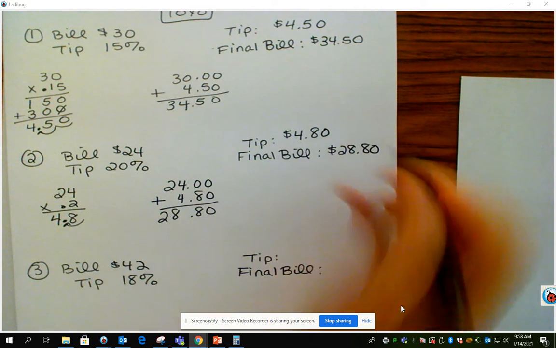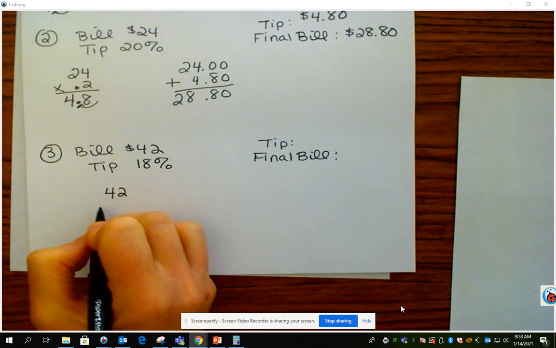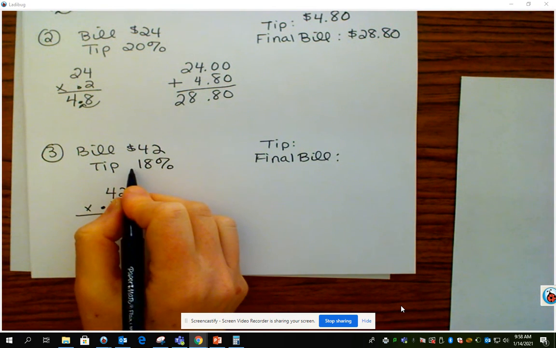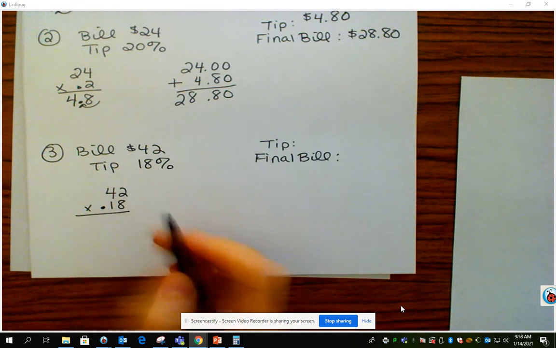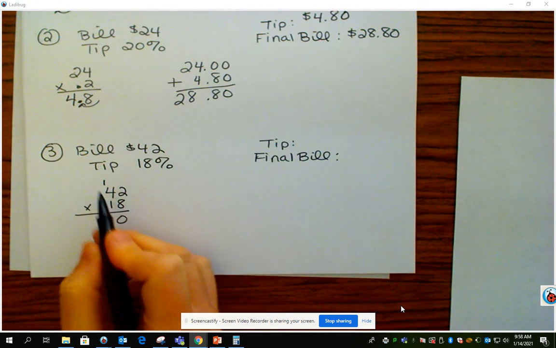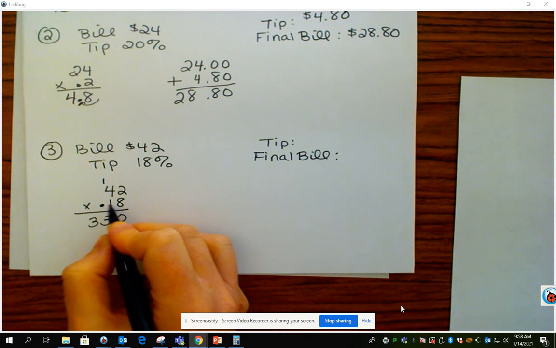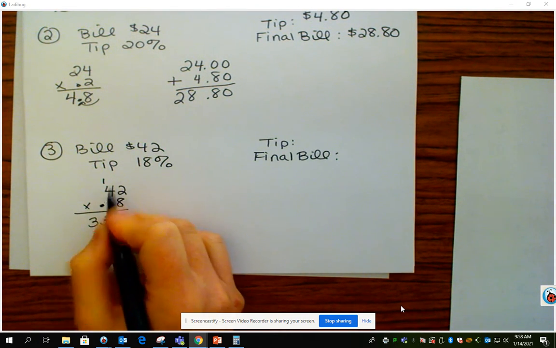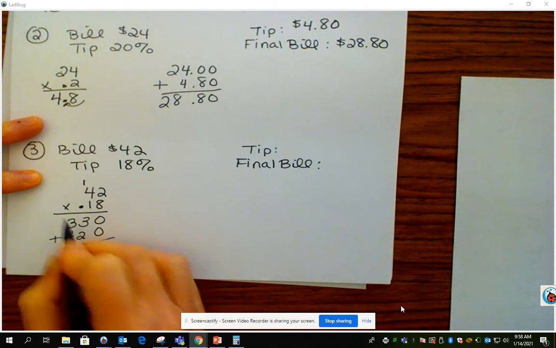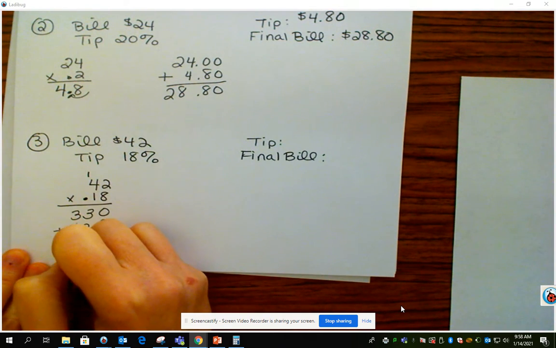All right, and number 3, I'm going to multiply my bill times my tip as a percent. Remember, percent means per 100, divide by 100. 8 times 2 is 10, carry my 1. 4 times 8 is 32, plus 1 is 33. Placeholder and do it again. 1 times 2, 1 times 4. Add those up. And then 2 decimal places.